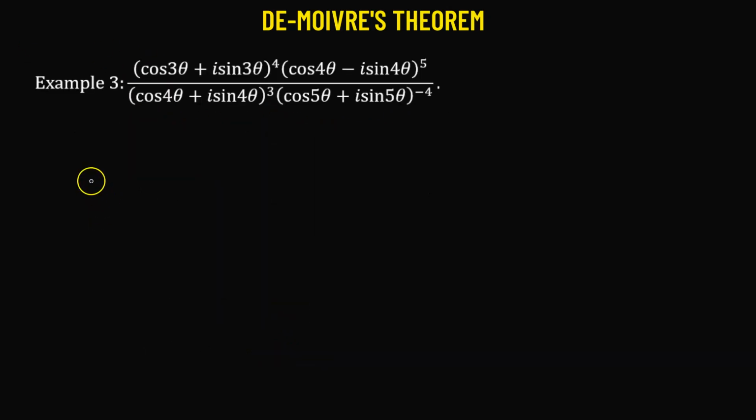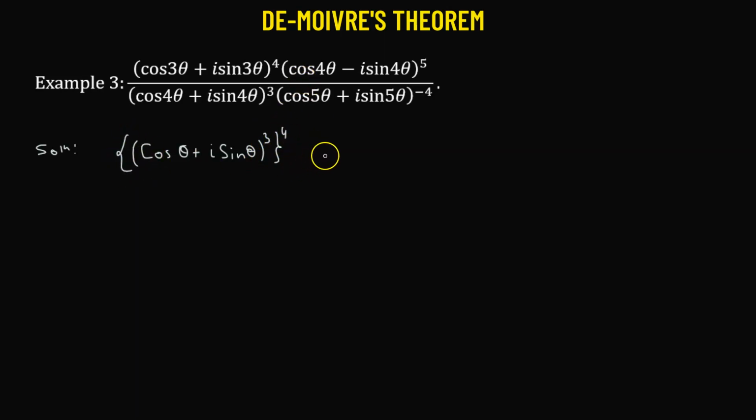So let's try out number 3. Here we can apply De Moivre's theorem to each of the expressions. Now in the numerator we have cos 3θ + i sin 3θ. That means this can be expressed as (cos θ + i sin θ) raised to the power of 3, whole raised to the power of 4.